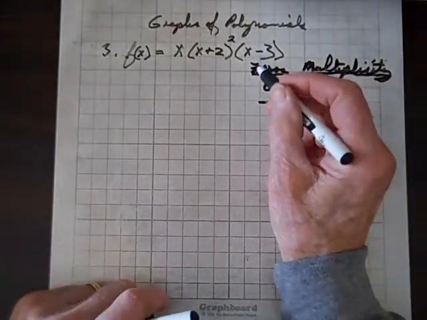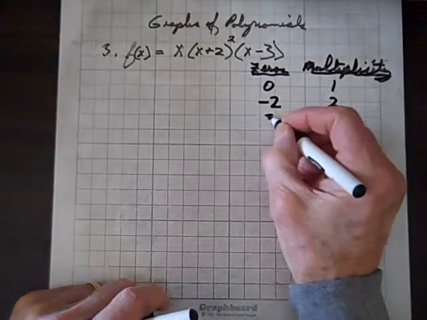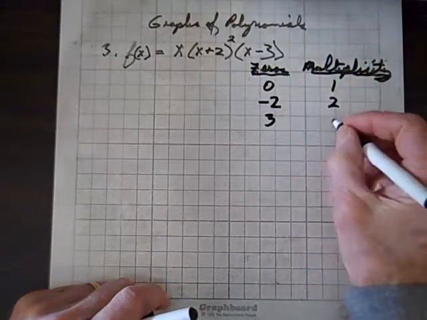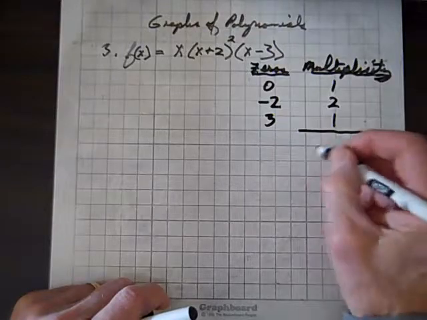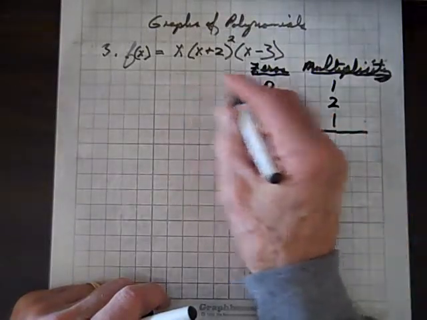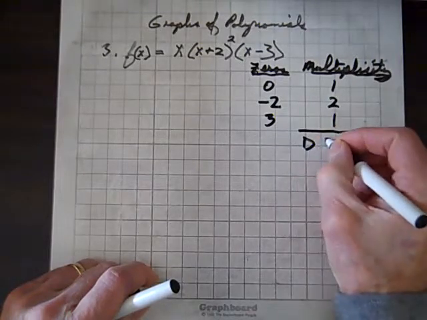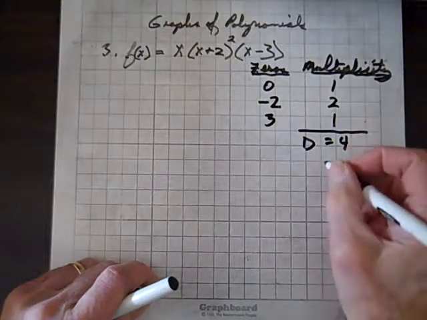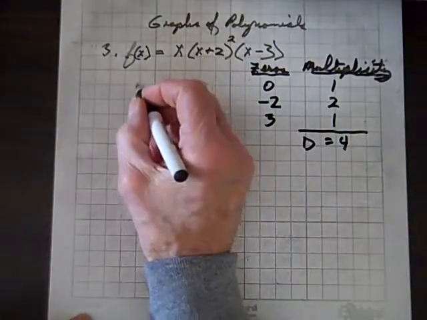And finally, what value of x will take this factor to 0? That's 3. So 3 is a 0. And the exponent on that expression is 1, so the multiplicity is 1. To find the degree of this polynomial, were we to multiply it out, the degree would equal the sum of the multiplicities, which is 4. Okay, next thing, let's graph it.